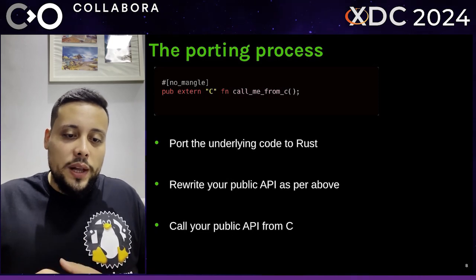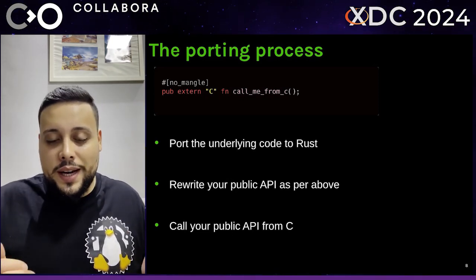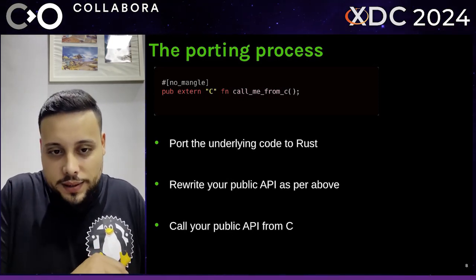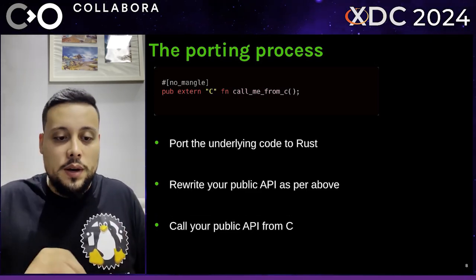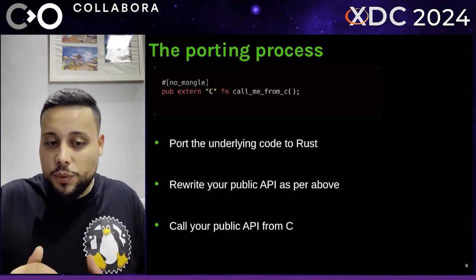So now you will have to port your underlying component to Rust. That's on you. I assume you know how to do that, because here in this talk, we're talking about how to interop things between Rust and C, right? So you will port your underlying component to Rust.